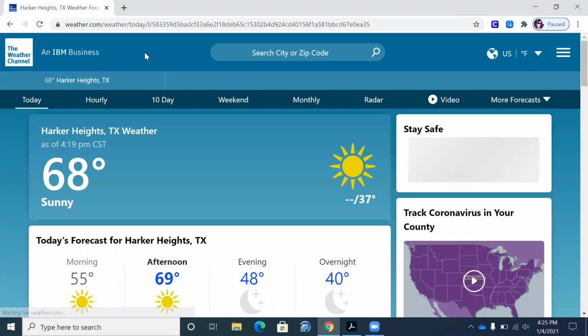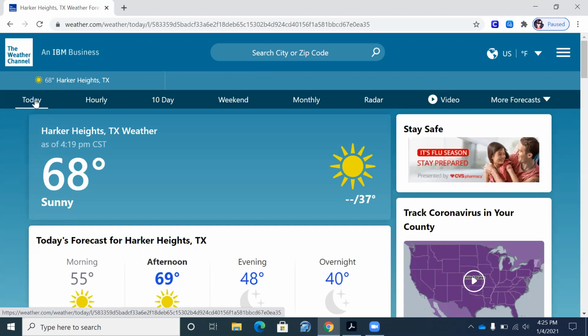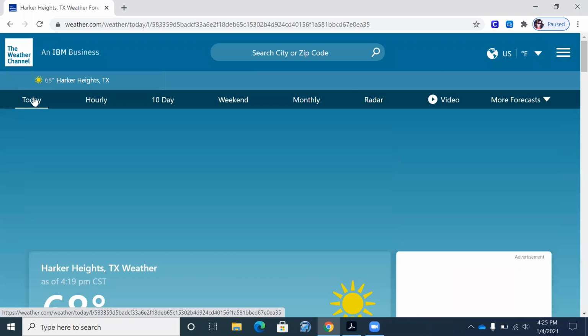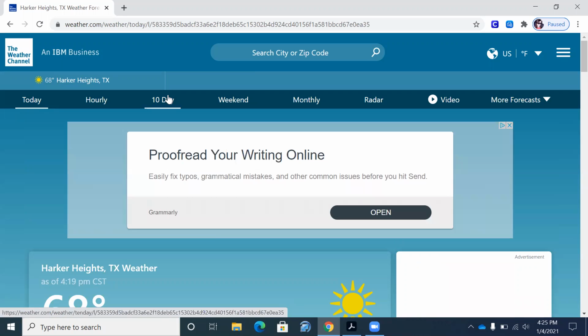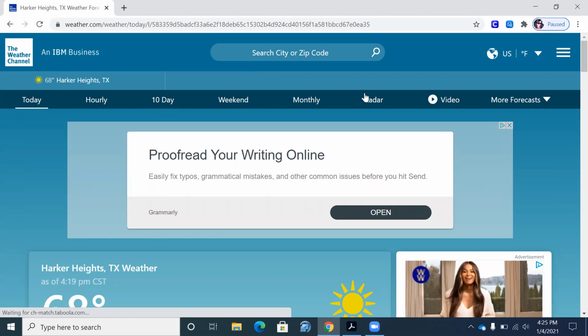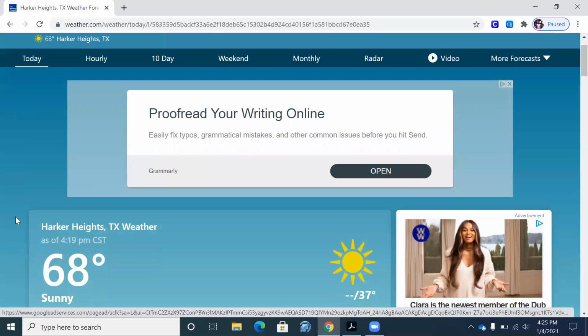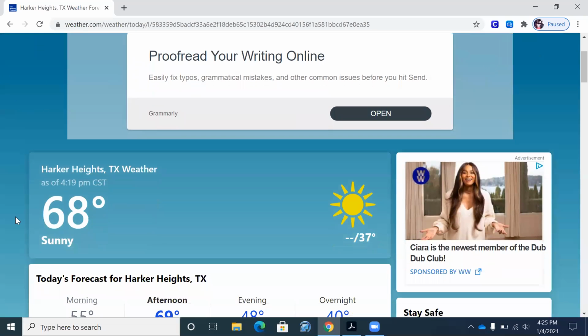All right, so as you can see, boys and girls, we have today, hourly, 10-day, weekend, monthly, the radar, and so on. If we were just going to be looking at today, I am recording this a couple of days in advance, so please bear with me. For today in Harker Heights, as of 4/19, it is 68 degrees, and it is a lot of sunshine.